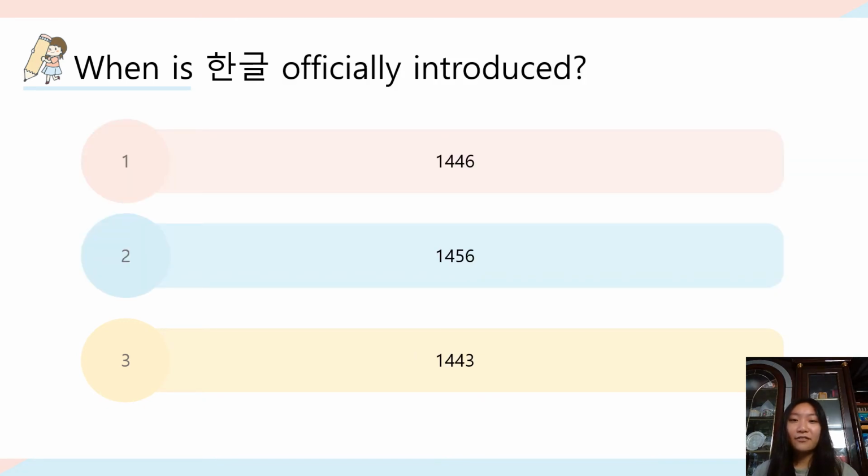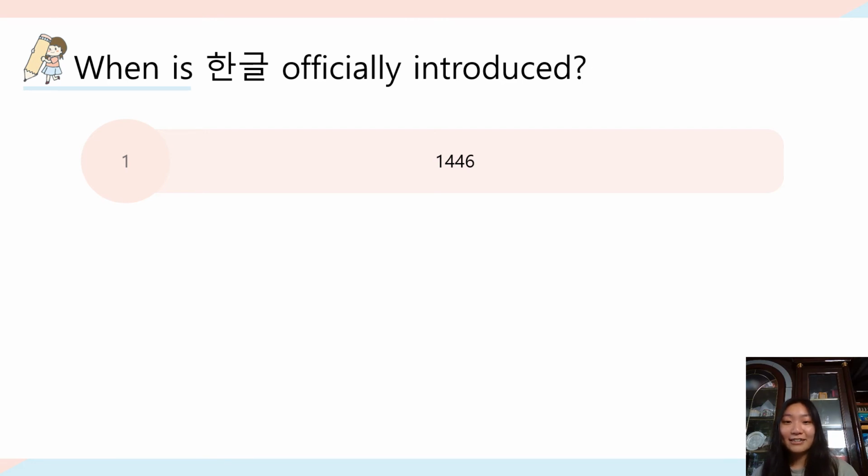When was Hangul officially introduced? Remember, this is not when it was first introduced, but when it was officially introduced. So what year was that? I'll give you 10 seconds for this too. Ready? Were you able to get your answer? Hangul was officially introduced in 1446. Did you get that right? Make sure you write down how many you were able to get correct.